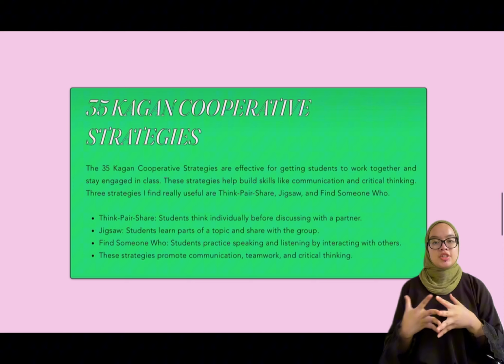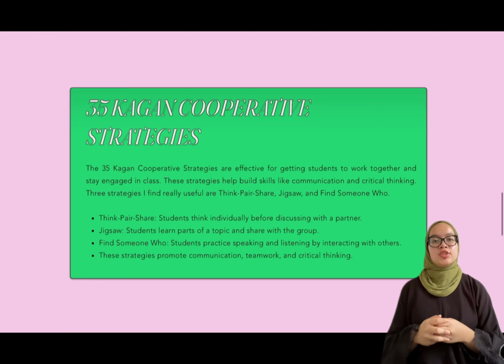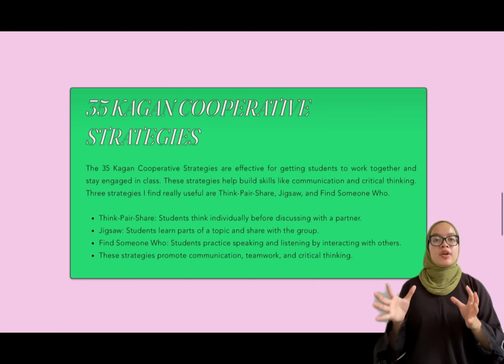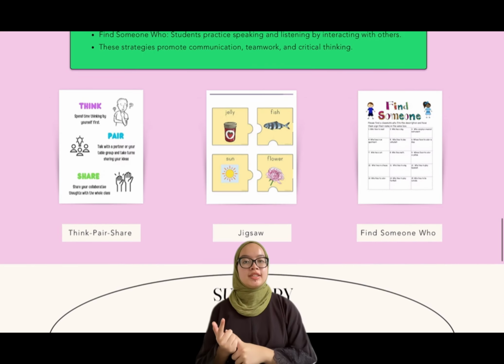Finally, I would like to touch on Kagan cooperative strategies. The 35 Kagan cooperative strategies are effective for getting students to work together and stay engaged in class. These strategies help build skills like communication and critical thinking. Three strategies I find really useful are think, pair, share, jigsaw, and find someone who. The first one is think, pair, share.